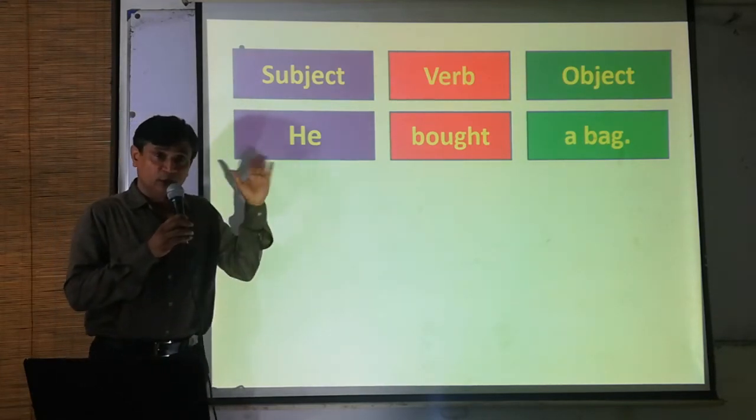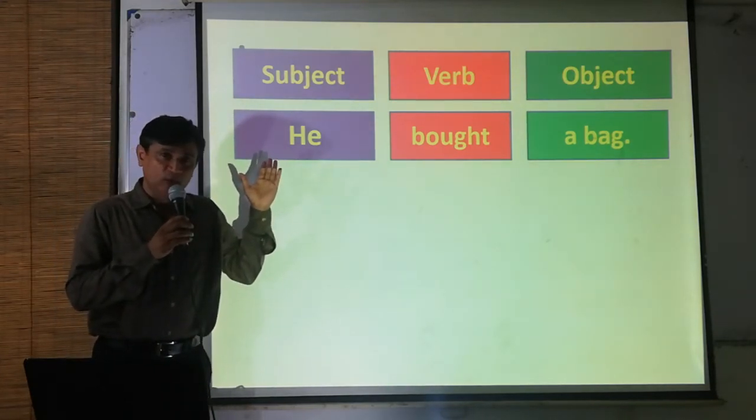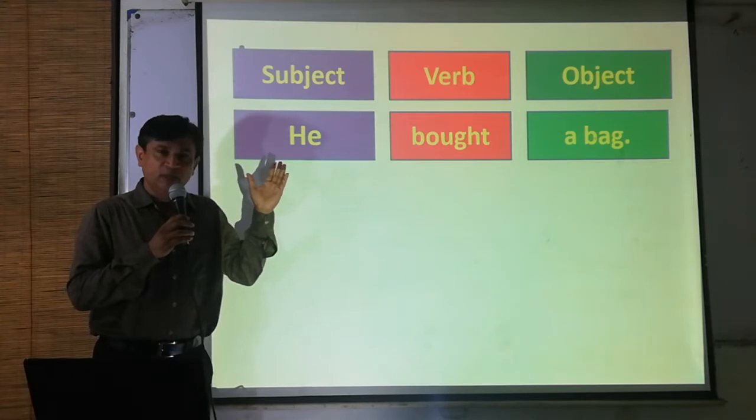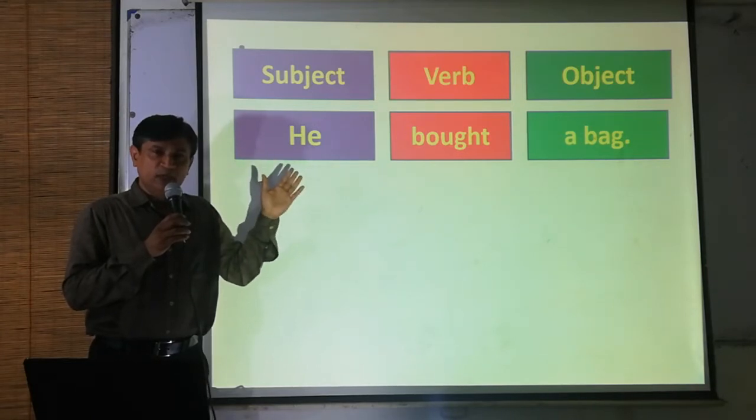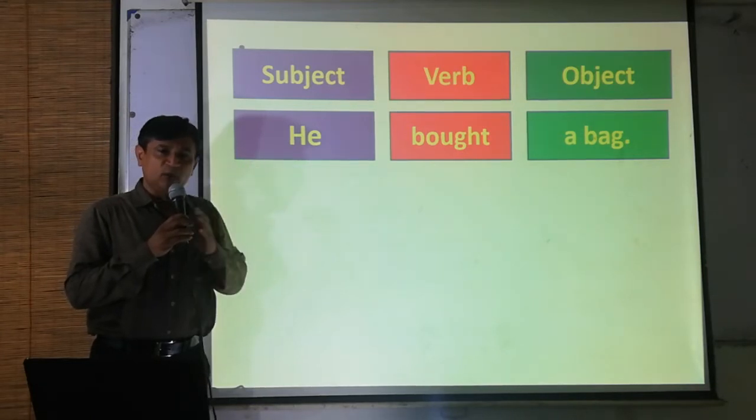Now here you can see on the top of the screen subject, verb, object. Right, in purple color you can see the subject. In red color you can see the verb. In green color you can see the object.